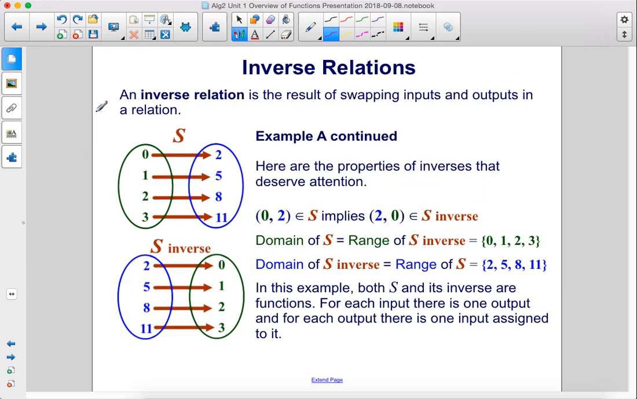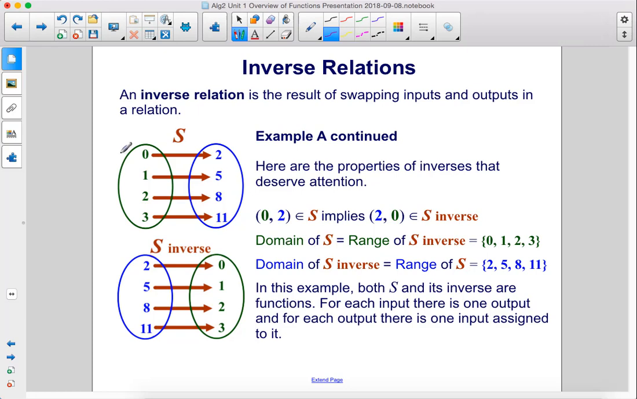An inverse relation is the result of swapping inputs and outputs in a relation. Example A continued. Here are the properties of inverses that deserve attention. (0, 2) belongs to S implies that (2, 0) belongs to S's inverse. So this point here, 0 maps to 2, therefore 2 maps to 0 is in the inverse.